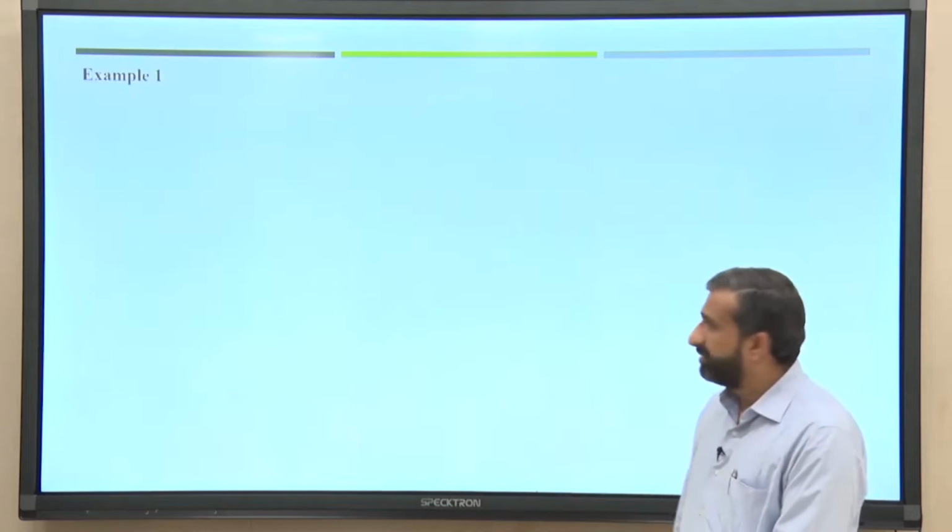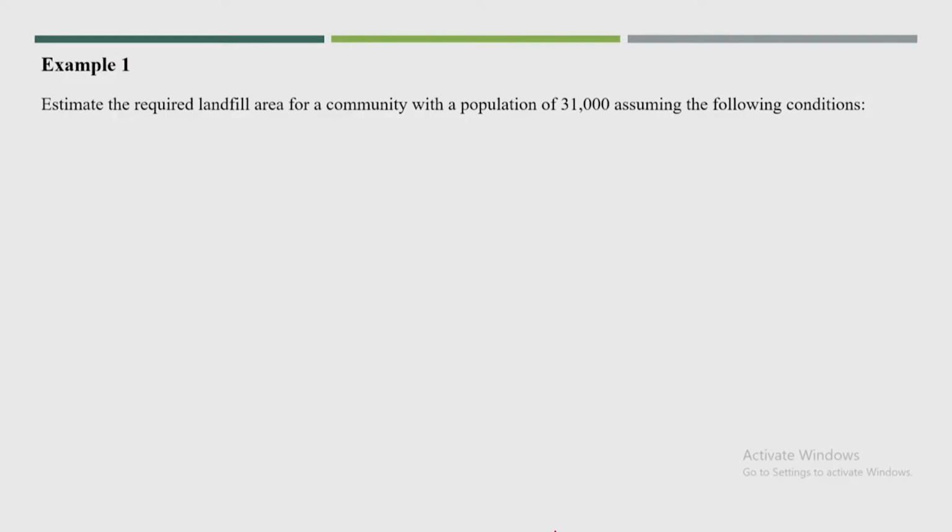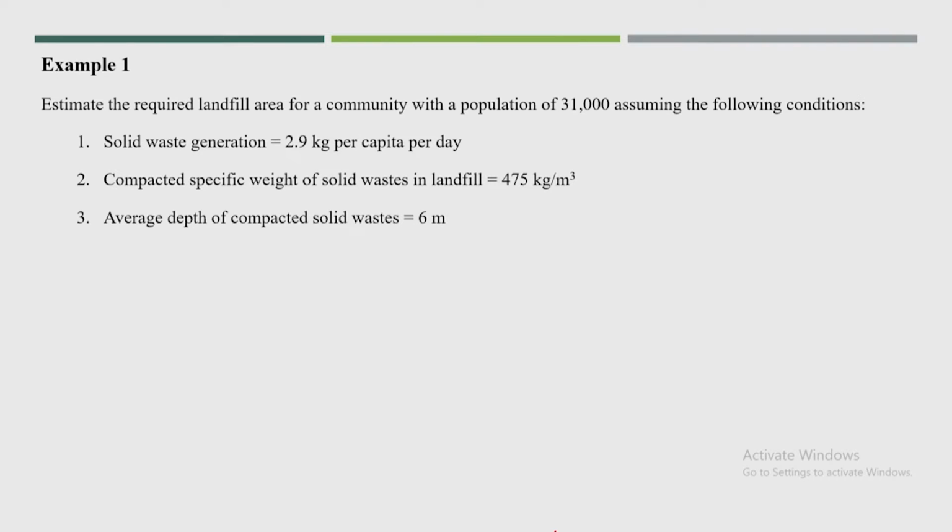So, the first example we will see here: estimate the required landfill area for a community with a population of 31,000, assuming the following data or conditions. The solid waste generation is given as 2.9 kg per capita per day, per capita means per person per day, and the compacted specific weight of solid waste, meaning density, is given as 475 kg per meter cube, and the average depth of compacted solid waste is given as 6 meter. So, we have to calculate how much area will be required.